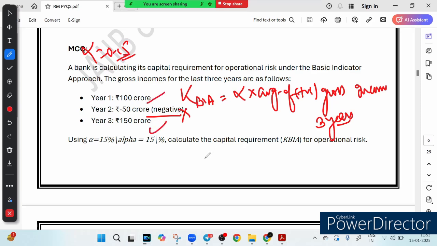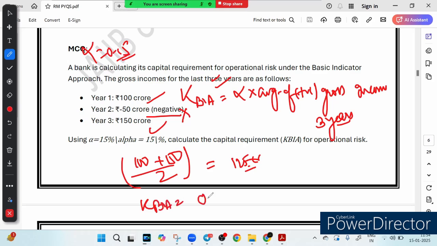So you have to calculate the average of the positive gross income. What are the positive gross incomes? 100 crore and 150 crore, divided by 2. Neither in the numerator nor in the denominator will we take year 2 gross income. Remember it? So it will give us 125 crore, isn't it? This is the second step: we take the average of positive gross income. And now you apply the formula: KBIA is equal to 0.15 multiplied by 125. So this will give us how much?